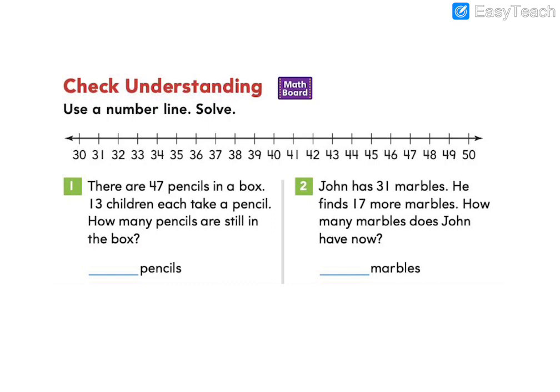If you need more time, pause the video. Let's look at number 1. We started with 47 pencils. If 13 children take a pencil each, we need to count back by 13. 10 less than 47 is 37. Then I can count back 3 ones. I know there are 34 pencils left in the box.